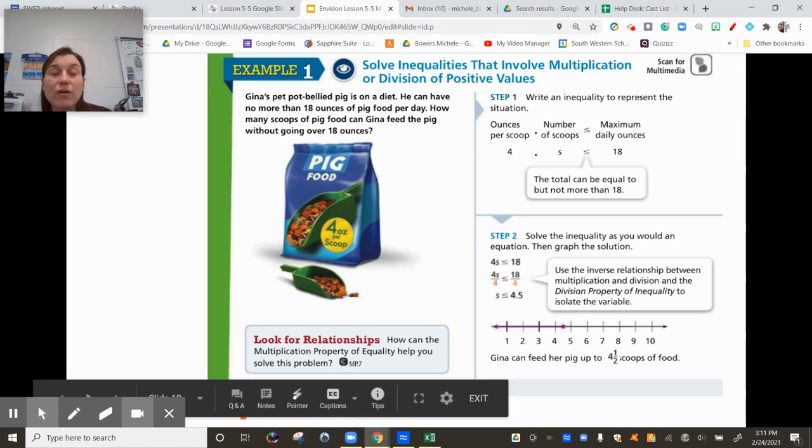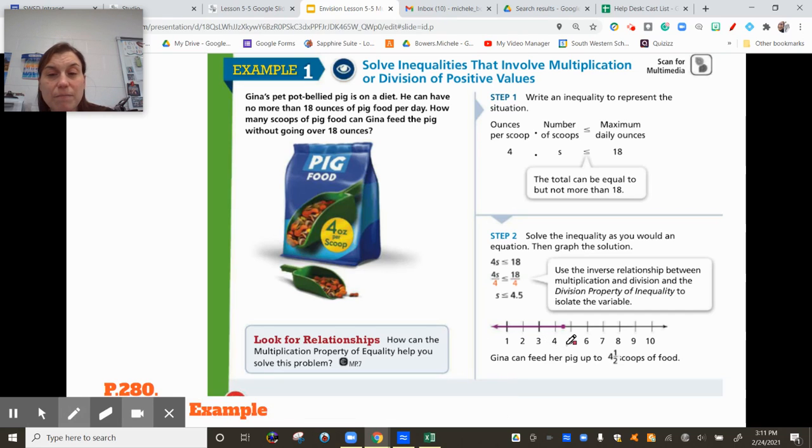Well, we should check and make sure they graph the right way. So I'm going to pick a number over here that is less than 4.5, like 4. I mean, they're pretty close, right? So let's see. What if I did 4? 4 times, now I'm replacing the S with 4. 4 times 4, is that less than 18? Yeah, it is. So that means that this is actually being graphed in the correct direction.